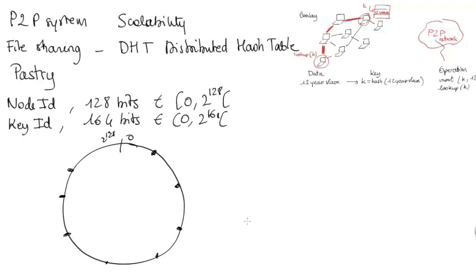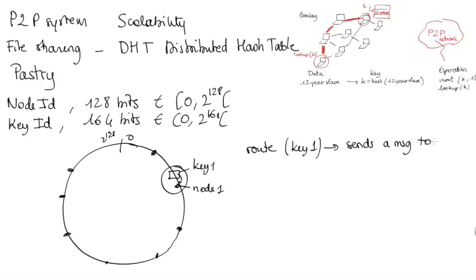So what that means is that nodes and keys cohabit on a circular ring, and the first question is to assign responsibility to nodes. Basically, who is going to be responsible for a given key? In Pastry, the responsibility for a given key is assigned to the node which is numerically closest to the key ID. So in that case, node 1 here would be responsible for this key. Whenever we do an operation, a routing operation, a lookup or an insert for a given key, the system sends a message to node 1. For example, this key 2 here is going to be hosted by this node 2 here.